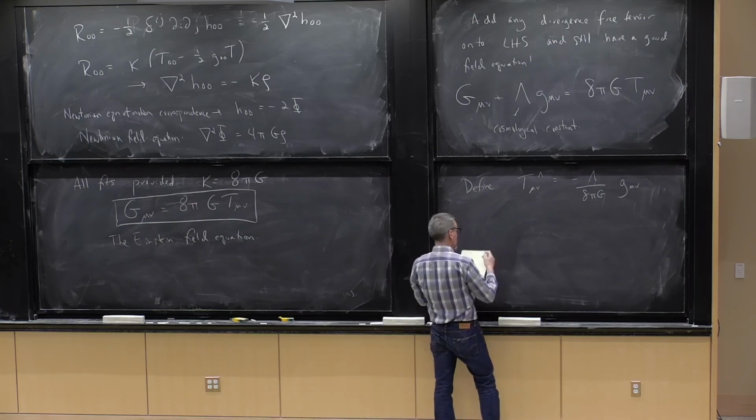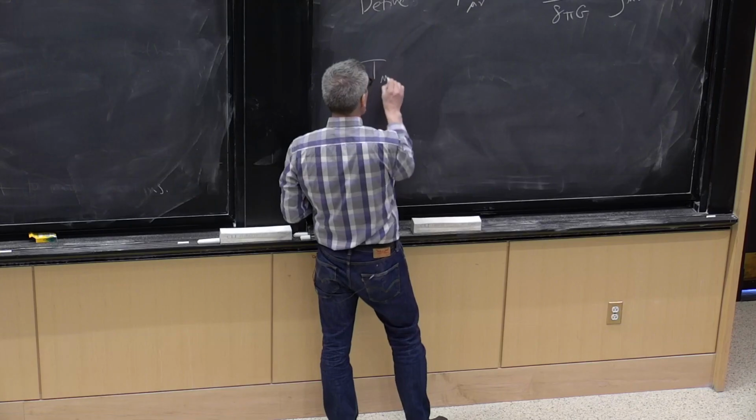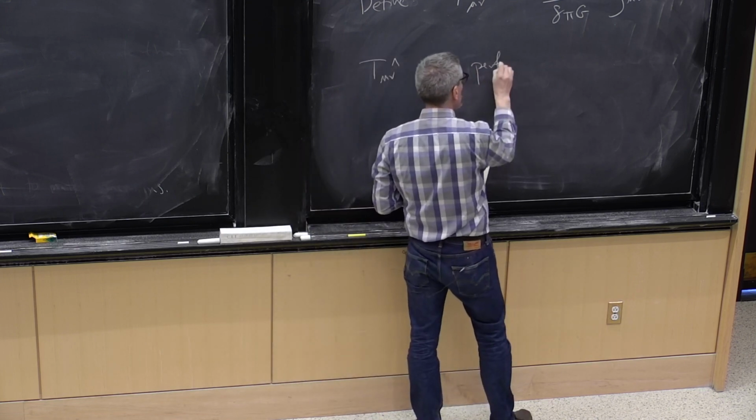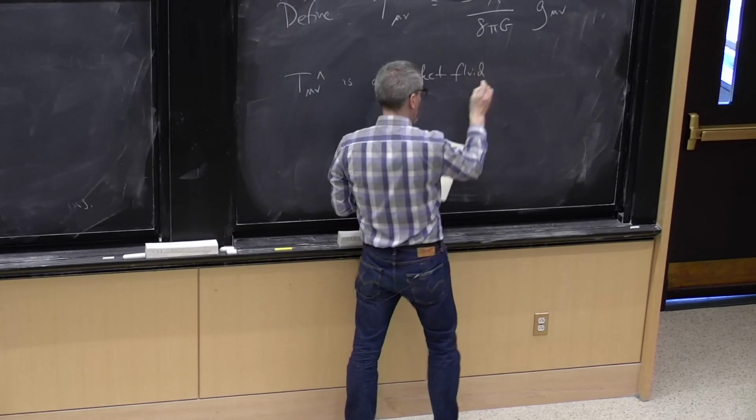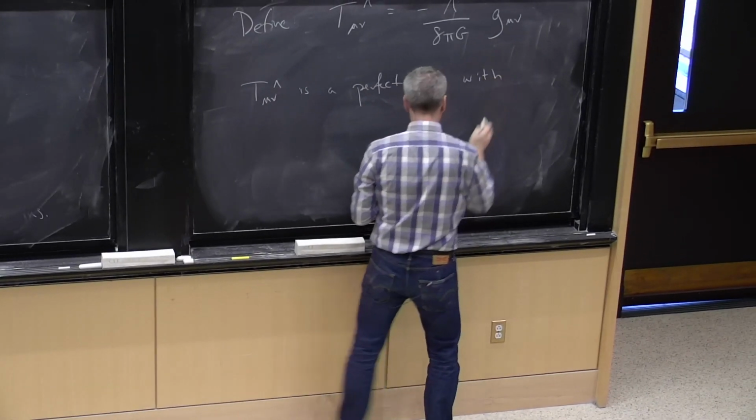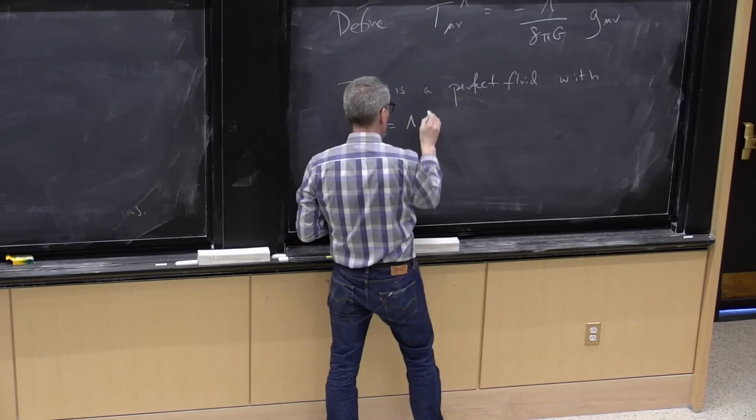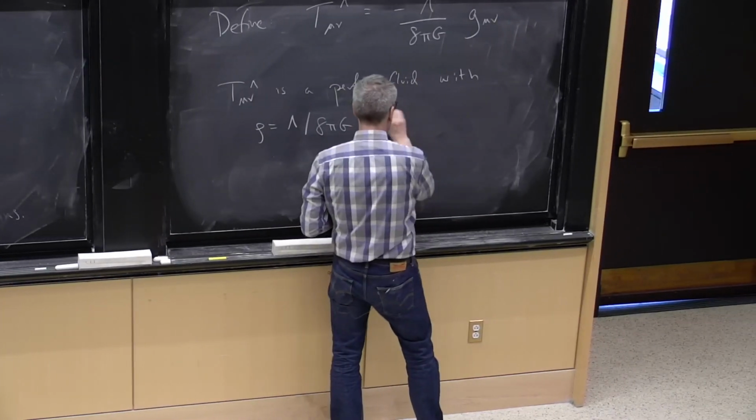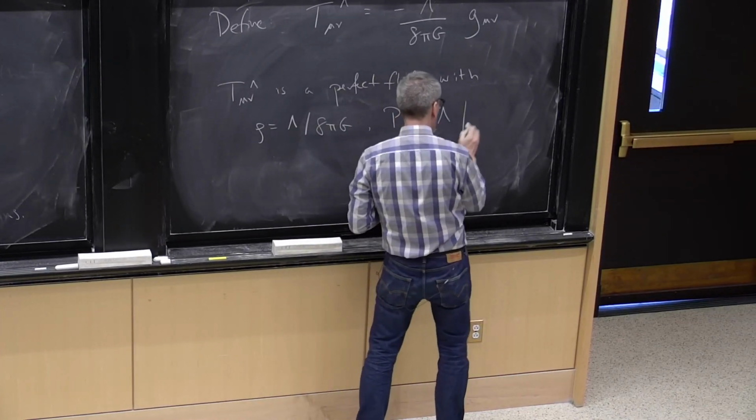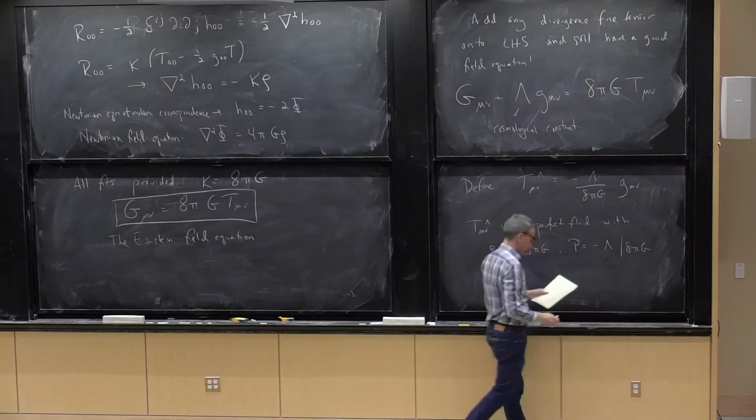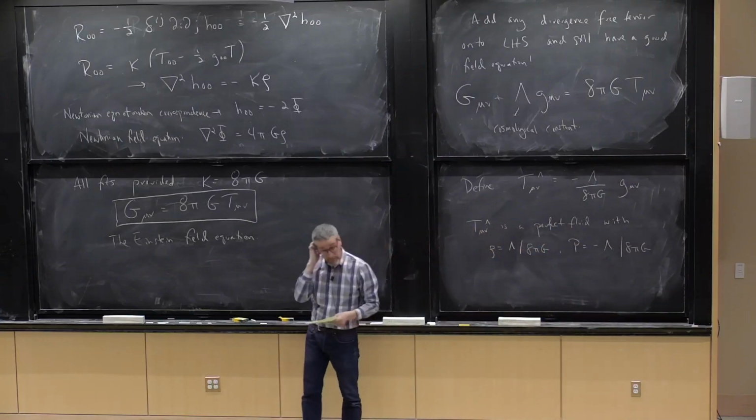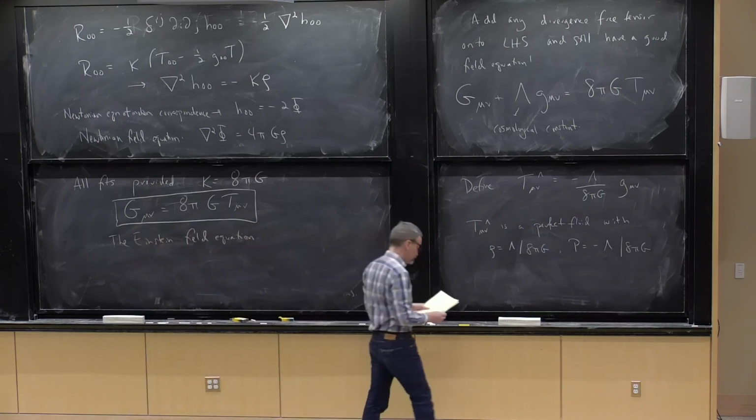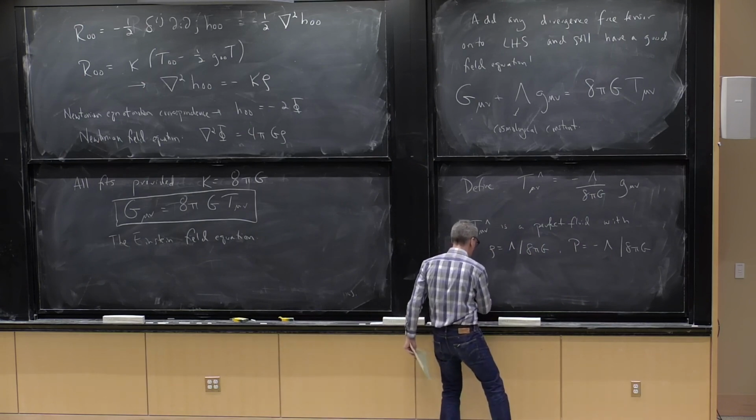When we do this, what you see is that T mu nu is nothing more than a perfect fluid with rho equal to lambda over 8 pi G in the freely falling frame, pressure of negative lambda over 8 pi G. Such a stress-energy tensor actually arises in quantum field theories. This represents a form of zero-point energy in the vacuum.